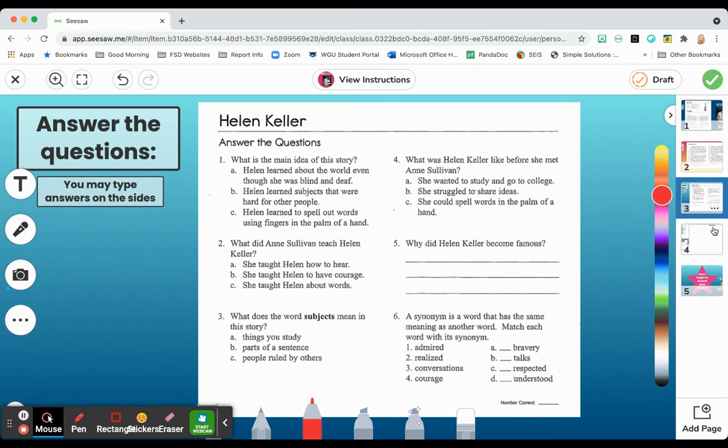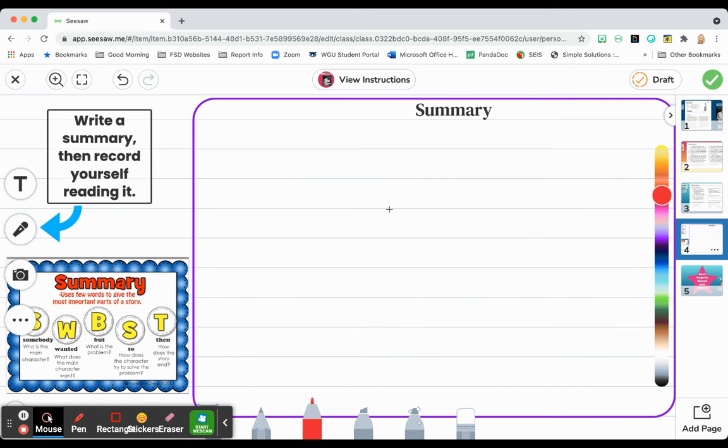When that's all done, we're going to move on to our summary. And here you will write 4 to 5 sentences, just briefly telling me what you learned in the story. Then you will record yourself reading the story, your summary.